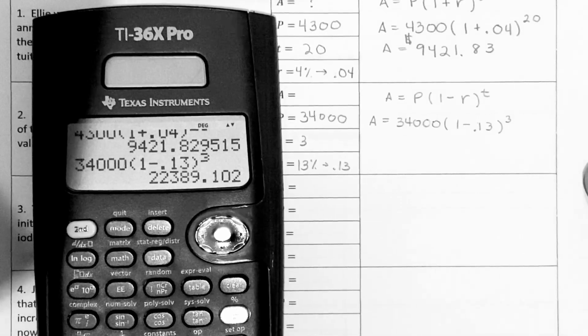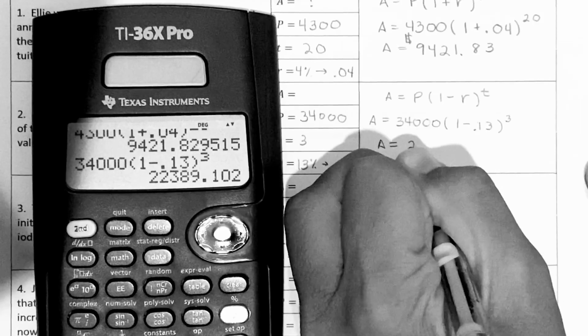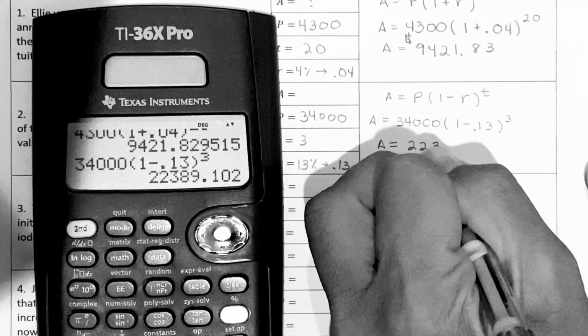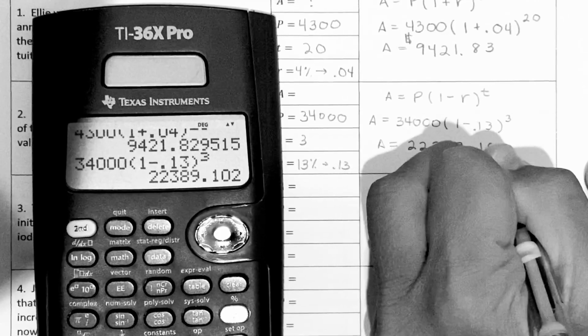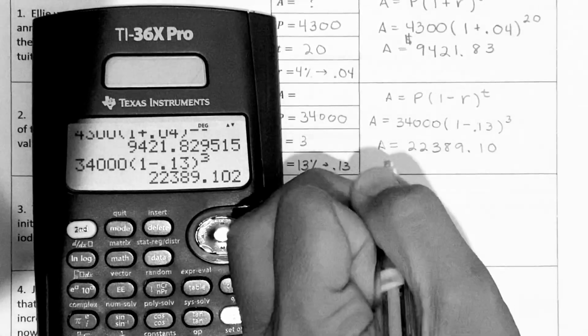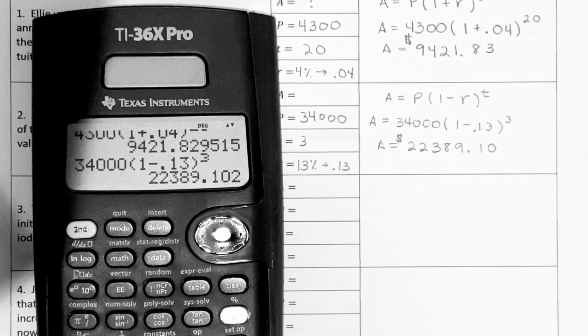So after 3 years, his $34,000 car is now only worth $22,389.10. So it was worth $34,000. That's what he bought it for, but now it's only worth $22,389. So it's going down significantly.